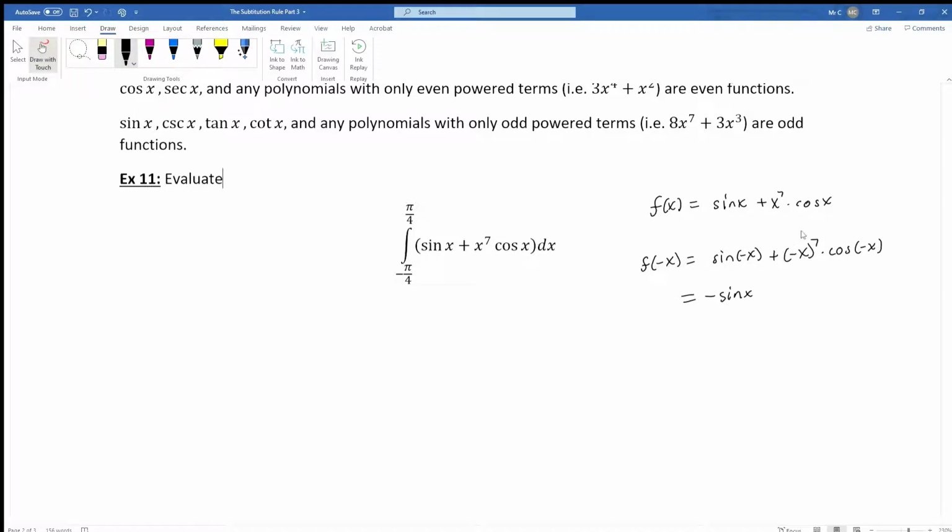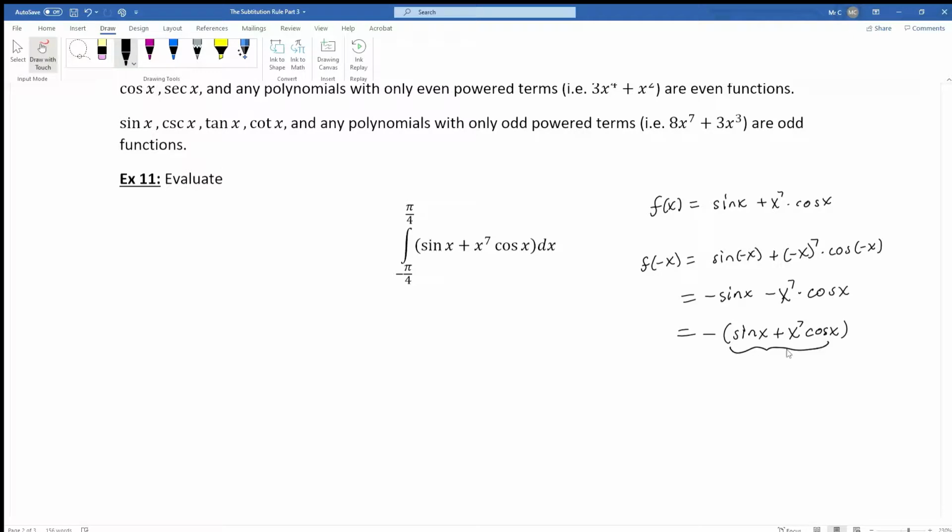Now, this is an odd polynomial, so this is also an odd function, so this is negative x to the 7th. Cosine is even, so cosine of negative x is just equal to cosine of x. Now if I factor out a negative 1 from both terms, I get negative sine of x plus x to the 7th times cosine of x.